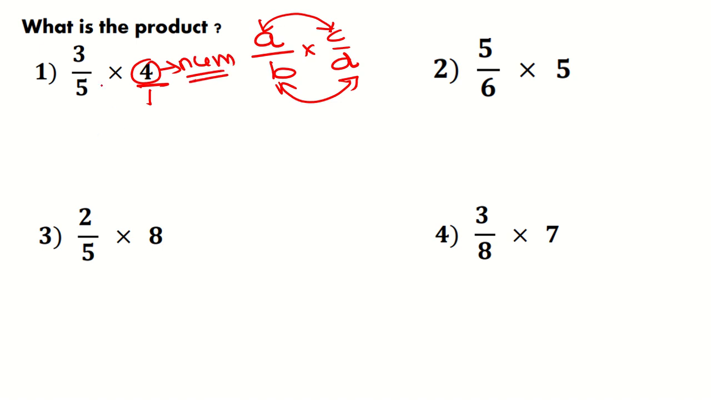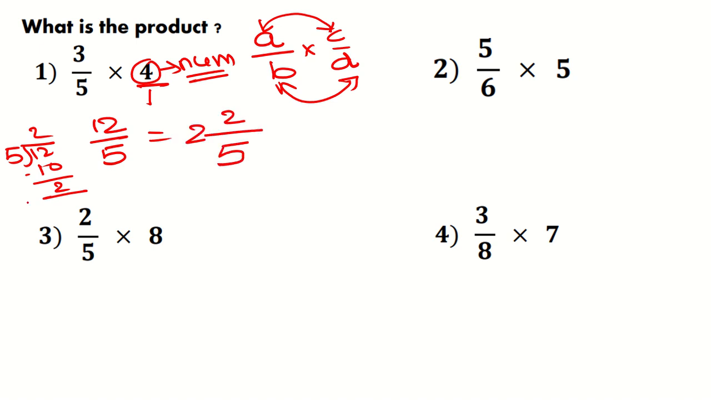So 3 multiply 4 means 12 over 5, but this is improper fraction, so you will divide it. So divide by 5, so 5 times 2, 10, minus 2 here, so this is 2 quotient, then 2 remainder, and 5 is divisor. Like this you can practice these questions.